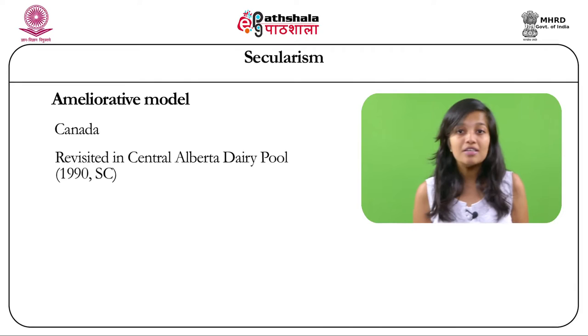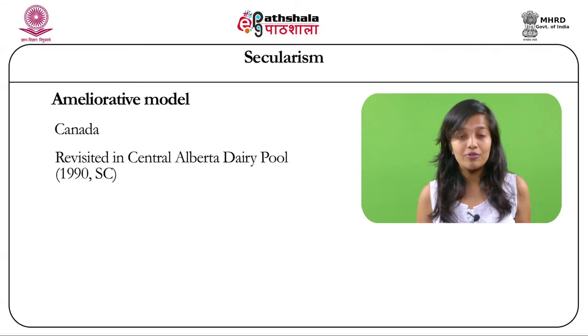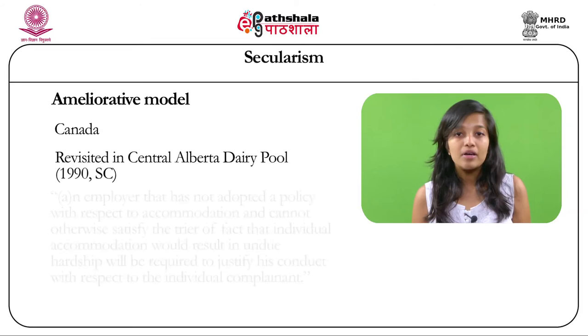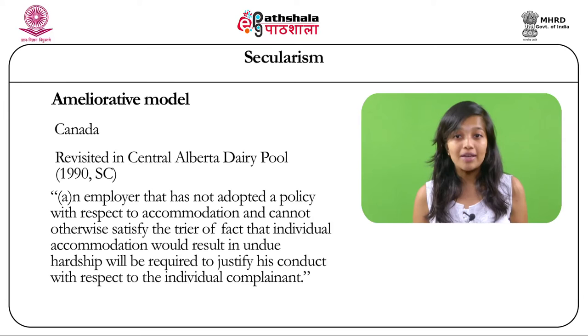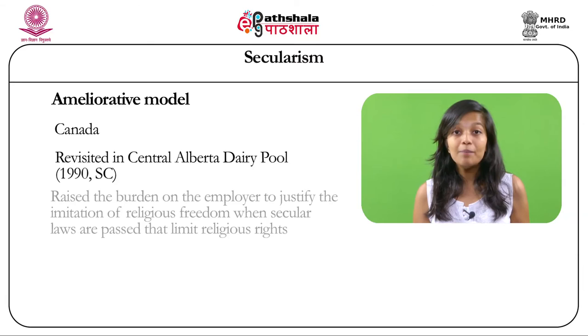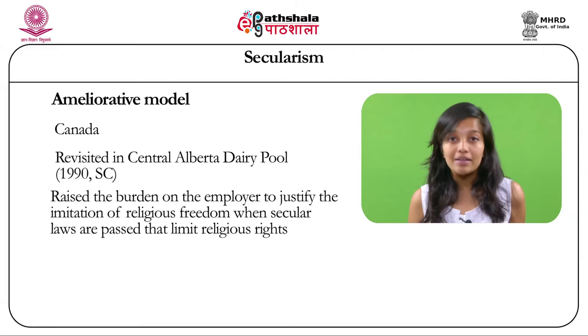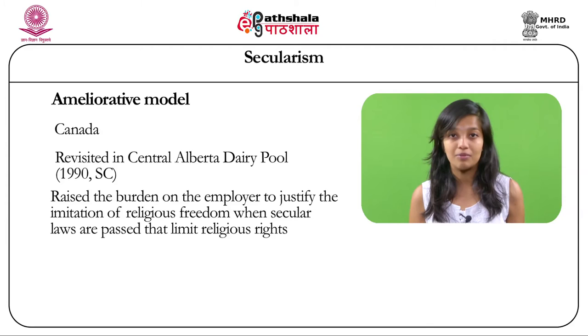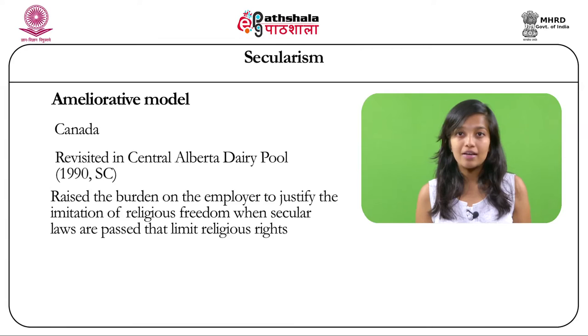Here, the ratio of Bhinder was revisited and reconsidered, and the court held as follows, and I quote, "An employer that has not adopted a policy with respect to accommodation and cannot otherwise satisfy the trier of fact that an individual accommodation would result in undue hardship will be required to justify his conduct with respect to the individual complainant." So what does this do and what does it mean? What has been done by the Supreme Court in this case is that the burden upon the employers has been raised, and employers are now required to explain situations of when secular laws are being used to violate the freedom of religion.